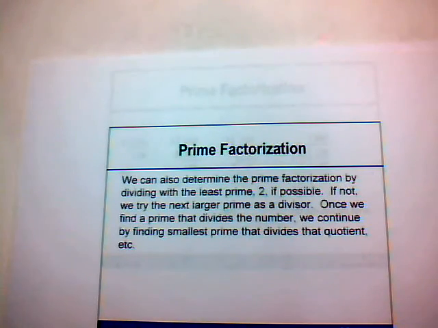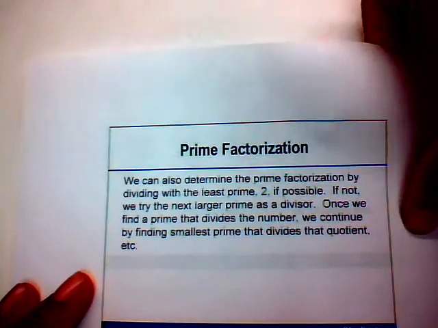We can also determine the prime factorization by dividing with the least prime, if possible, like using the number 2. If not, we can try the next larger prime as a divisor. And once we find a prime that divides the number, we continue by finding the smallest prime that divides that quotient, and so on.